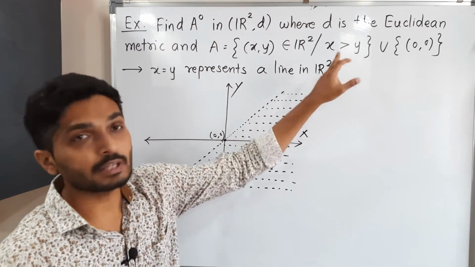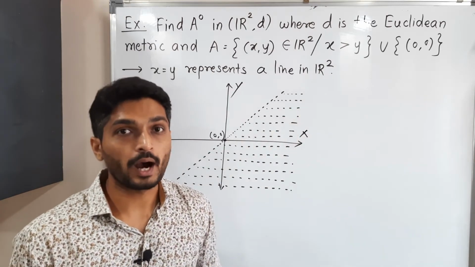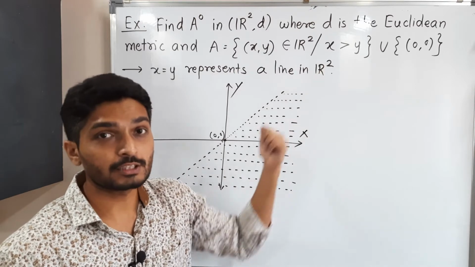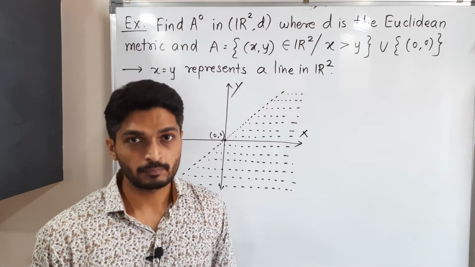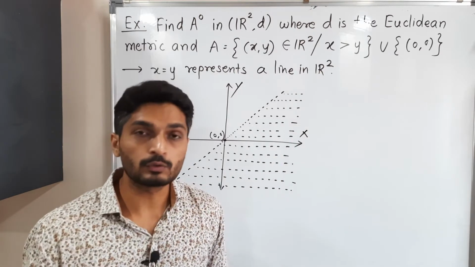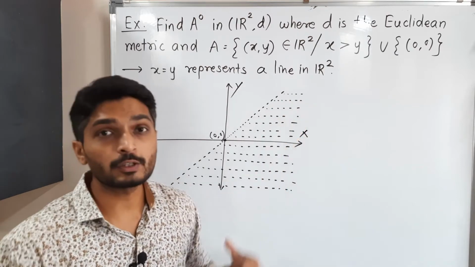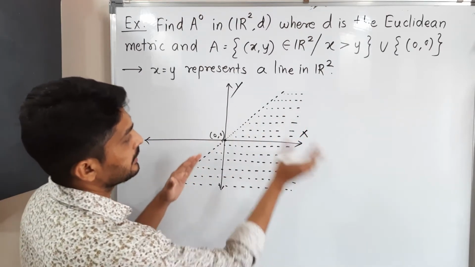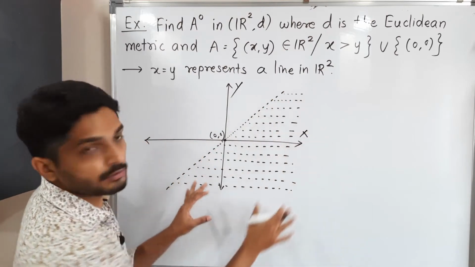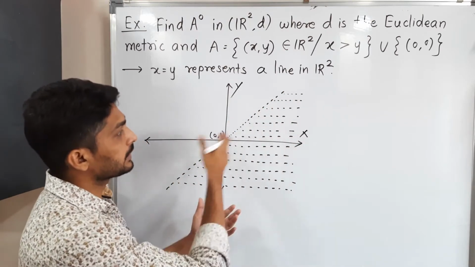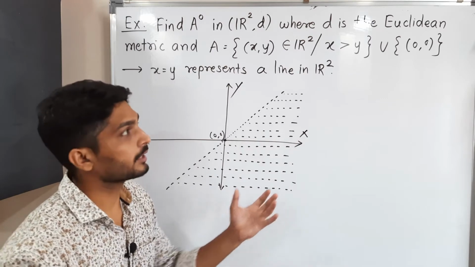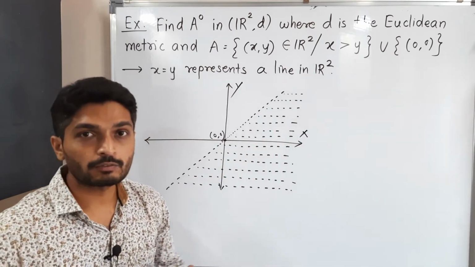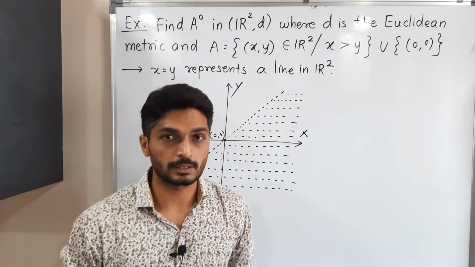But see, they have mentioned x is strictly greater than y. That means equality is not there, so that's why the line is not included in the set. Getting? Points on the line are not included in the set. That's why it is shown here as a dotted line. So the region is this part, the shaded part which lies on this side of the line, together with this point 0 0, the origin. So we have to find the set of interior points of this set.